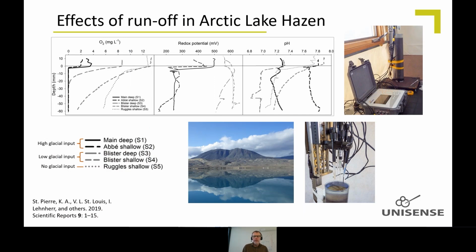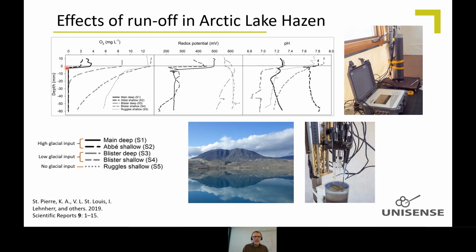Another example where the system had been taken to the field, there was an Arctic lake in Canada, I believe, where the field microprofiling system was brought out and cores were sampled in this lake. They were interested in looking at the effect of glacial input on sediment biogeochemistry in general. 2 stations with high glacial input, 2 stations with low glacial input, and 1 station without any glacial input. It was a very clear effect on the oxygen signal here.